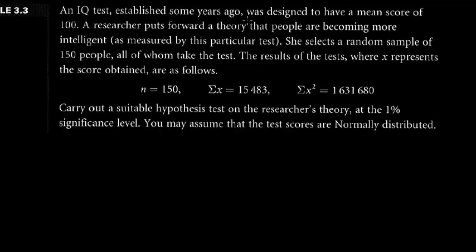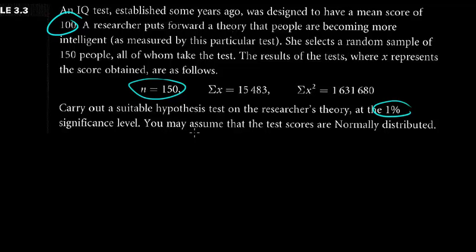An IQ test established some years ago was designed to have a mean score of 100. Research puts forward a theory that people are becoming more intelligent, so the mean's getting higher. She selects a random sample of 150, which I've got here, and I've got the results of that sample here. Carry out a suitable hypothesis test at the 1% significance level.